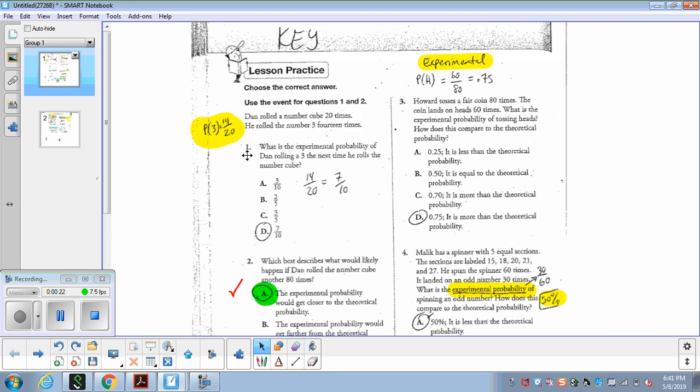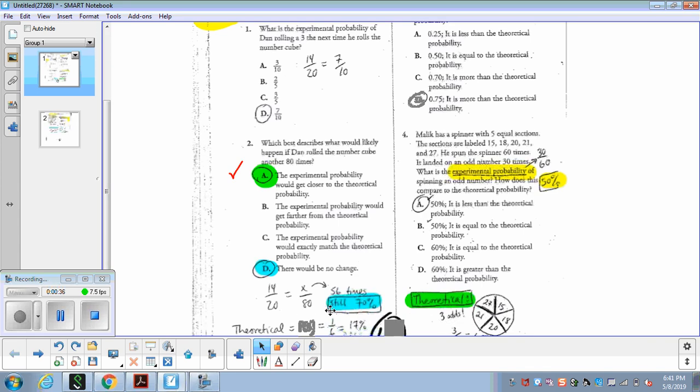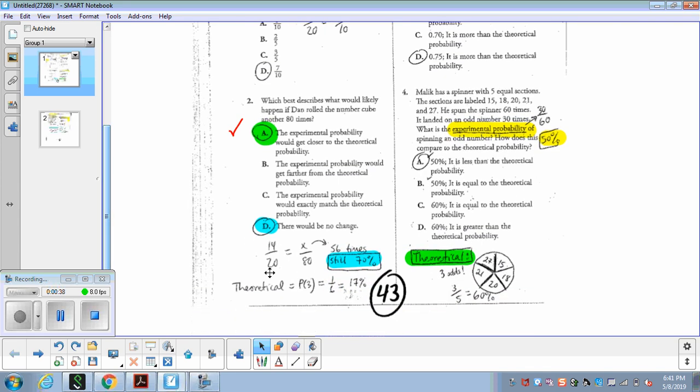And it asks for number 1, what is the experimental probability of Dan rolling a 3 the next time that he's going to roll the number cube? So based on the results, we can see it reduces that there would be a 70% chance that he is going to roll number 3. Now for number 2 here, when setting up a proportion, we can predict how many times out of 80 he would land on the number 3.